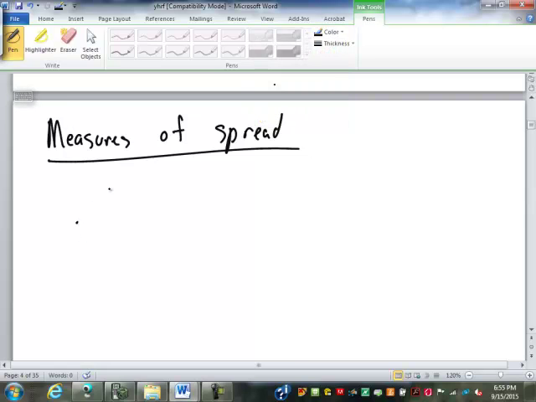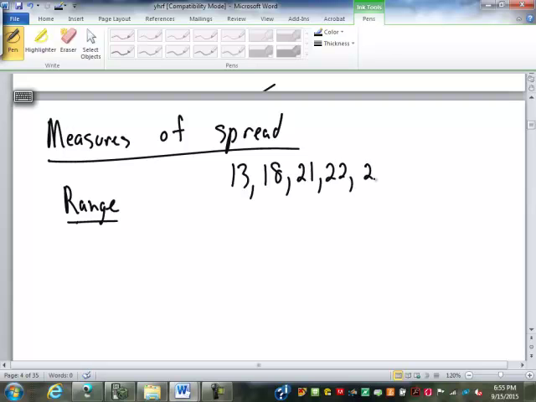The first thing, we've already talked about the mid-range. The range is a good measure of spread. Now, because the calculations for spread are a little more complex, I'm going to make up another small set of numbers to use for those calculations. So let's just have 13, 18, 21, 22, 24, and 31 is my set of numbers.